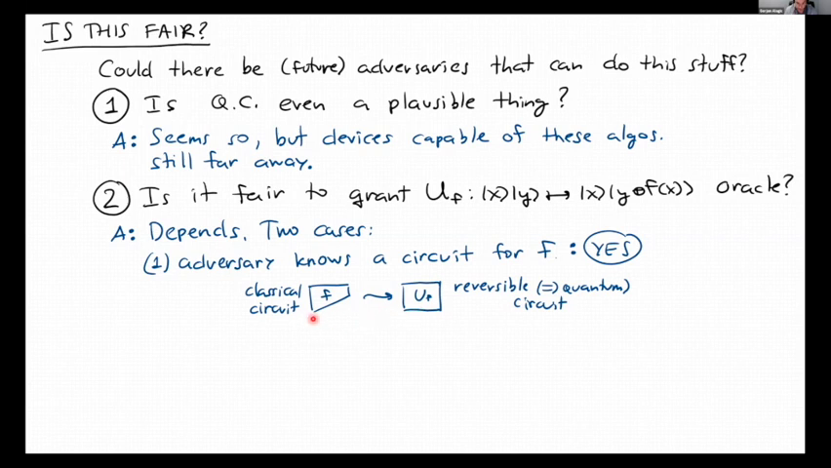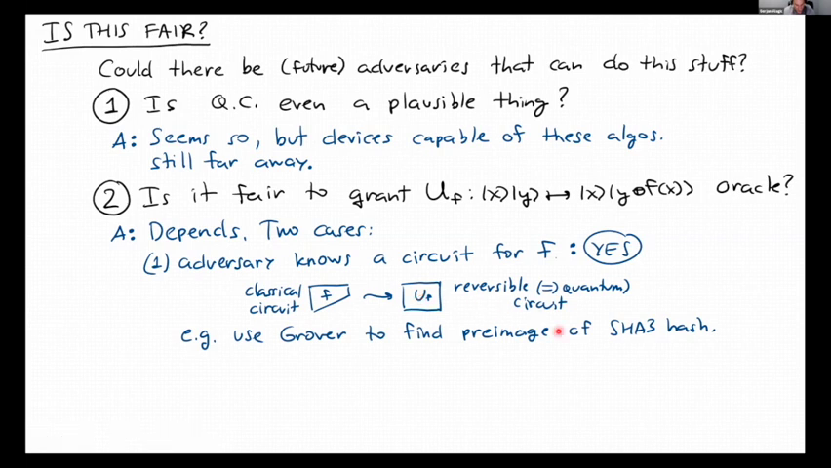We described and sketched this classical algorithm, a very efficient algorithm, which converts classical circuits for F into a reversible and hence quantum circuit for UF. So in that setting, we should definitely assume that the adversary can run this locally and then implement UF on their quantum computer. As an example of this, it's fair to think that adversaries can use Grover search to find preimages of, let's say, SHA-3 hashes.